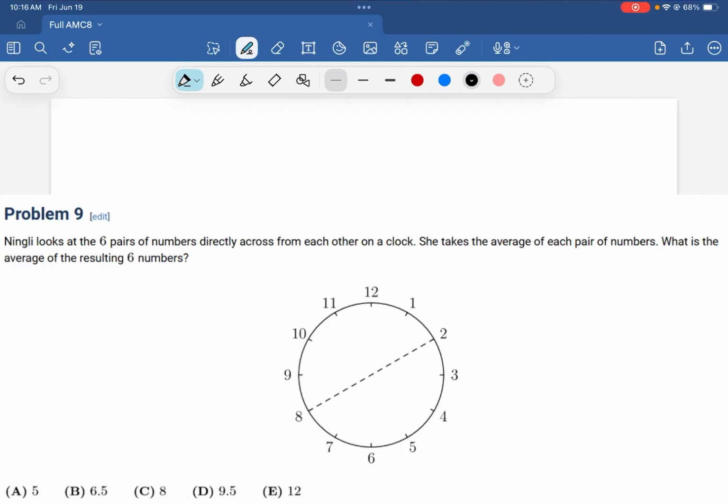Problem 9. Ning Li looks at the 6 pairs of numbers directly across from each other on a clock. She takes the average of each pair of numbers. What's the average of the resulting 6 numbers?